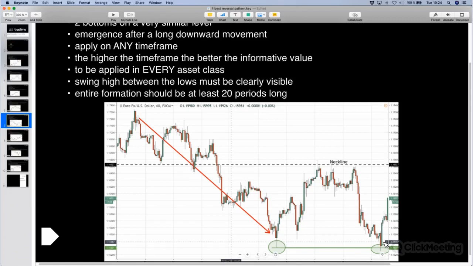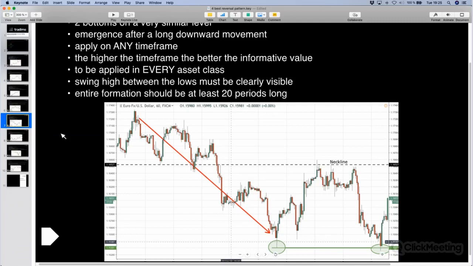You can use this, of course, on any time frame: hourly, weekly, monthly, and so on. And of course, the higher the time frame, the better the informative value. You can apply this on every asset class: commodities, currencies, stocks, indices, and so on. Okay, now it's not magic. It's vice versa to the double top we already had. You should take at least 20 periods to identify a double bottom. Here it is way more than 20 periods, and the swing high in this case was very, very clear.